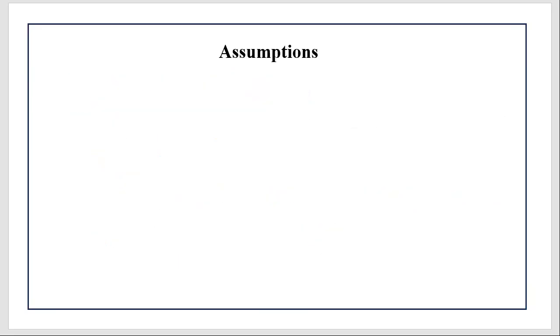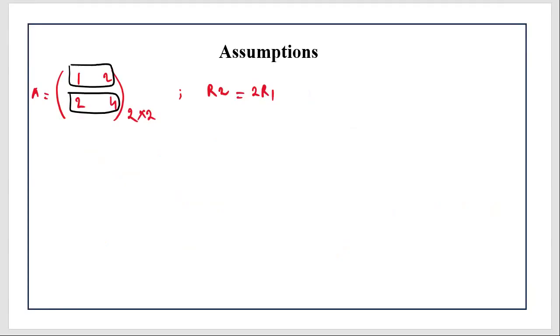So for example, suppose I take a very small example. Suppose I take this matrix 1, 2, 2, 4. This dimension is 2 cross 2. Can you tell me what is the rank of this matrix? Suppose I call it A. If you see in this matrix, the second row is simply 2 times row 1. This is 2, 4, the second row, and this is the first row. If you multiply each element of the first row by 2, you will get the second row, right? So R2 and R1 are completely dependent on each other.